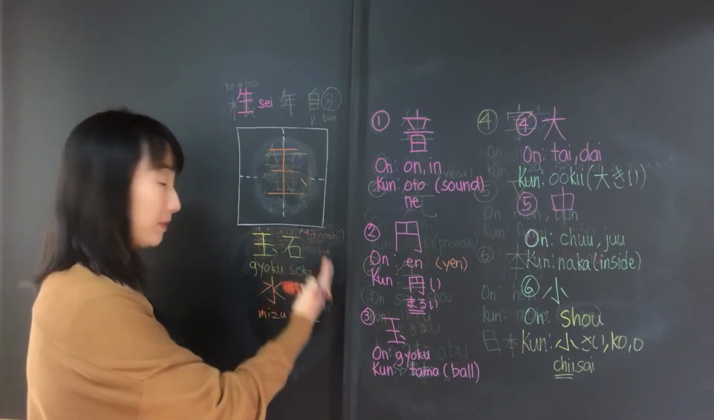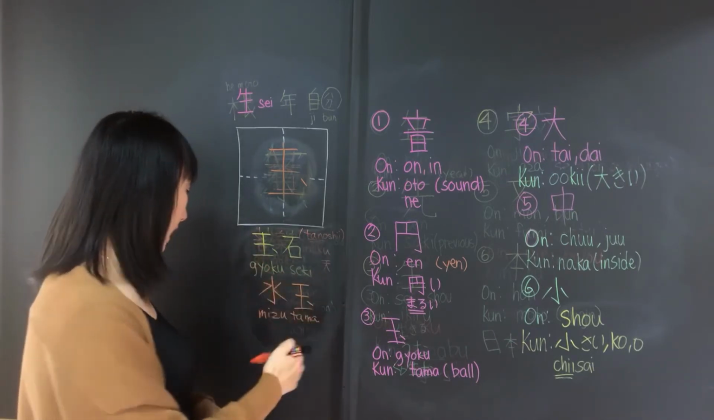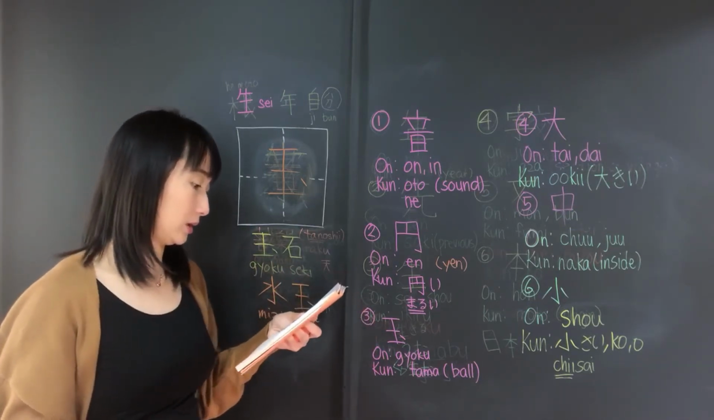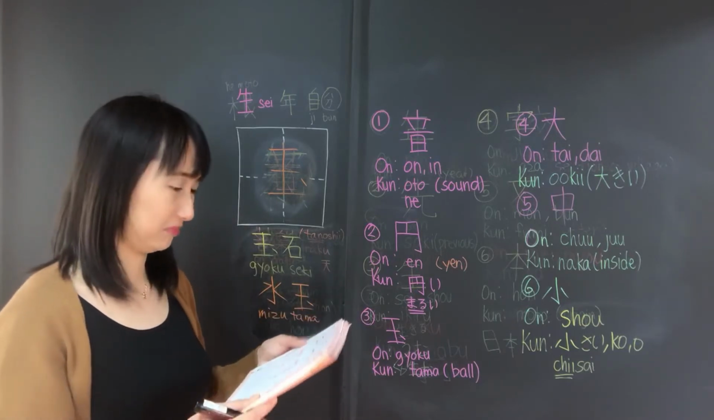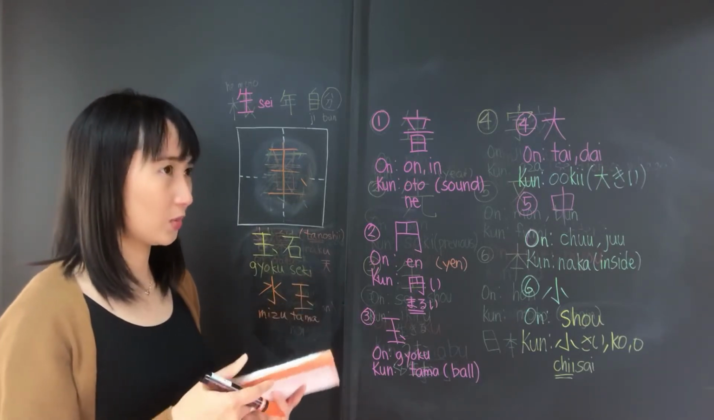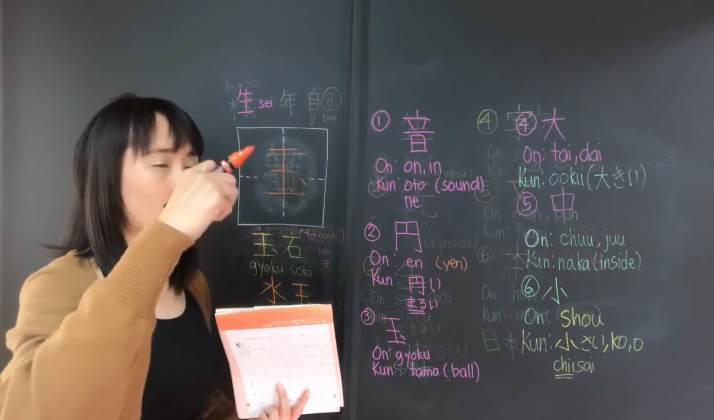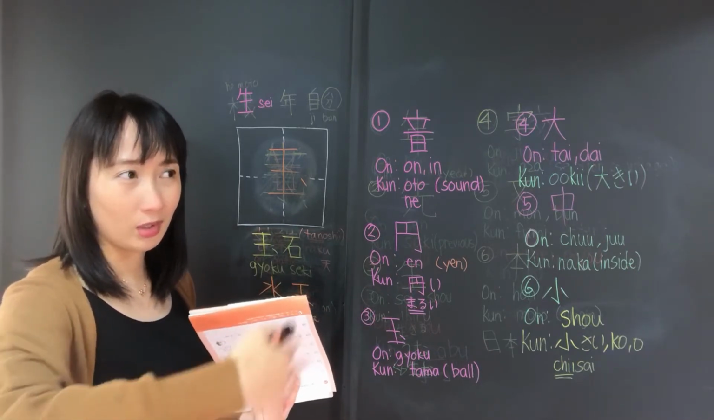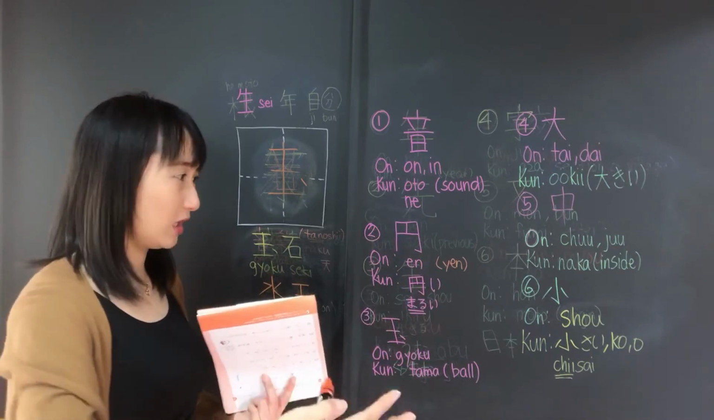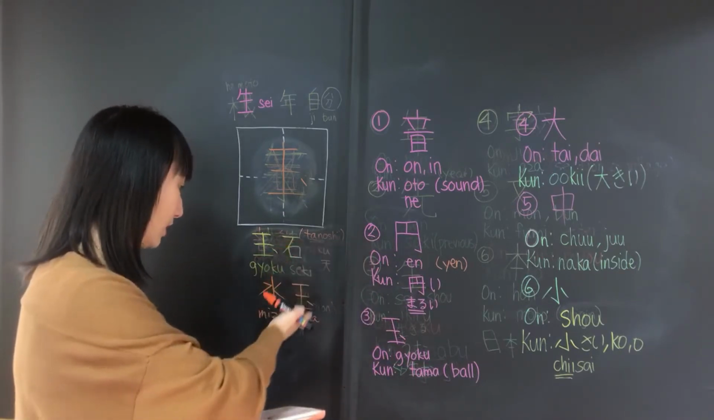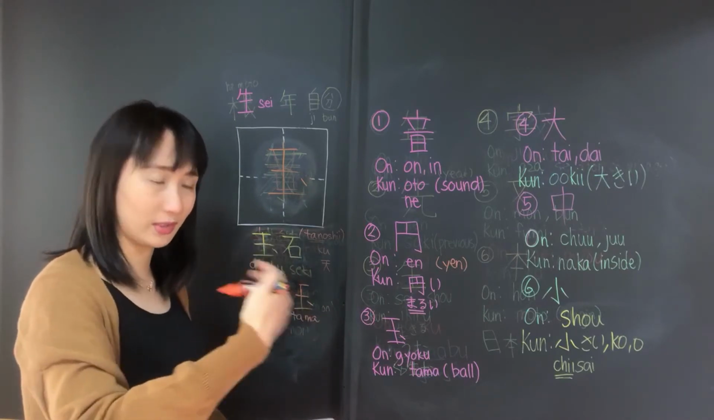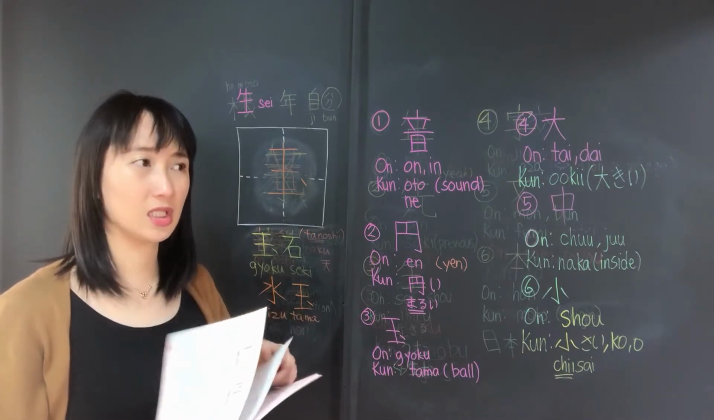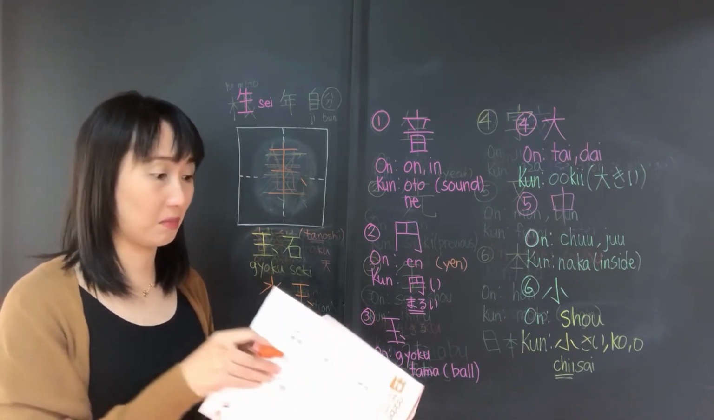One more time, guys. Tama means ball or kind of like a circular thing, and mizu is water. Mizu tama means polka dot. Maybe because when the rain falls, you can see some drops on the floor or outside, so maybe they connect that to this word. That's why they call polka dots mizutama. Okay. Maybe that is how you learn kanji. It's based on the meaning of something.